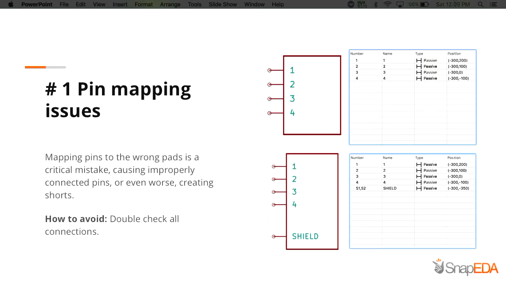So this is one of the most basic mistakes that I see: pin mapping issues. It's a very critical error because it can cause wrong connections, or in the worst scenario, it can create shorts. So please always, when you're looking at a pinout table, double check all the connections you have.